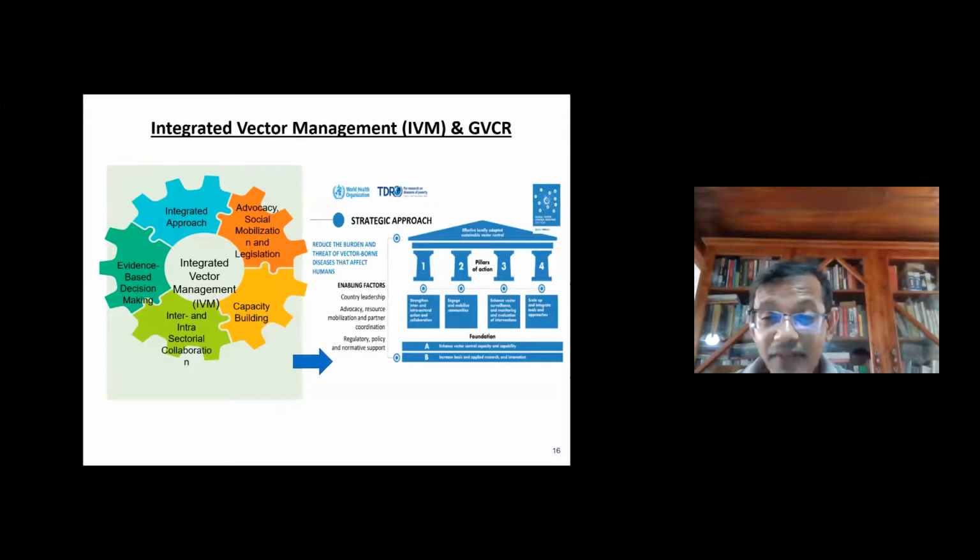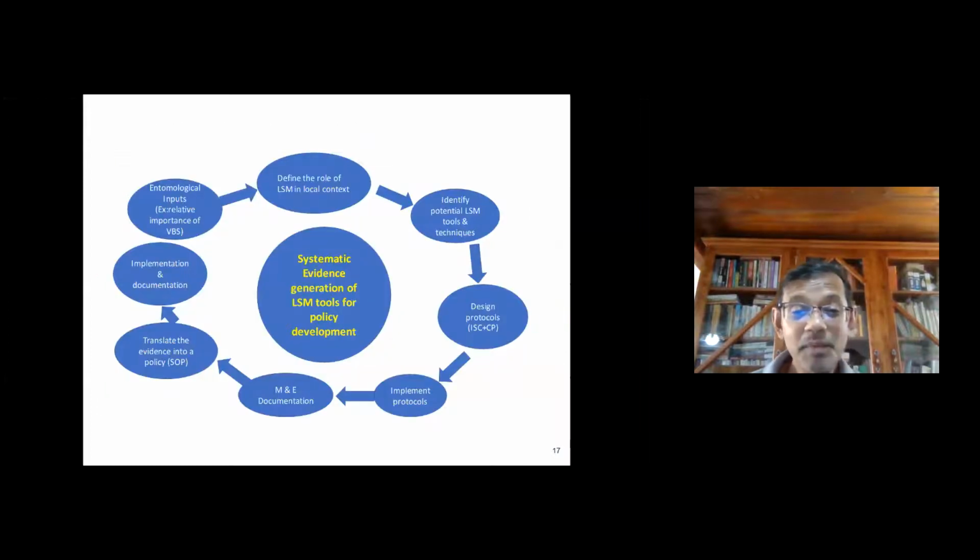The pillars of action are on the foundation of increased basic and applied research and innovations, as well as enhanced vector control capacity and capability. So based on this GVCR and IVM, I propose a systematic evidence generation of LSM tools for policy development. This embraces all the components of IVM as well as GVCR.